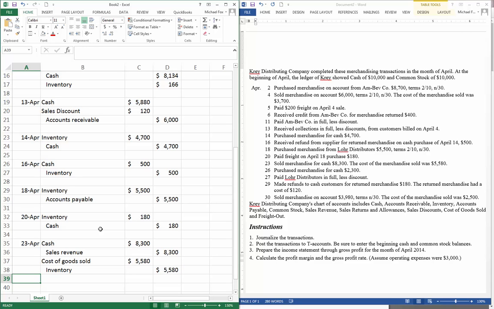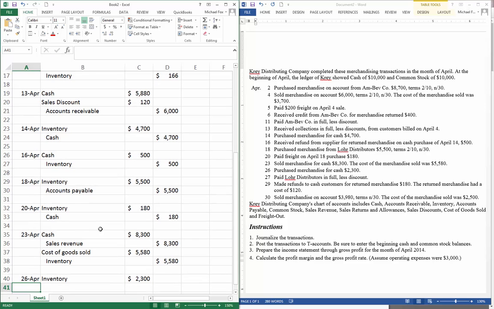So for each transaction, I get cash and my inventory goes down. I have to record the revenue that equals the amount of cash I received, and I have to record an expense that equals the amount of the cost of the goods that I'm selling. 26 April, purchase merchandise for cash, $2,300. Cash goes down.